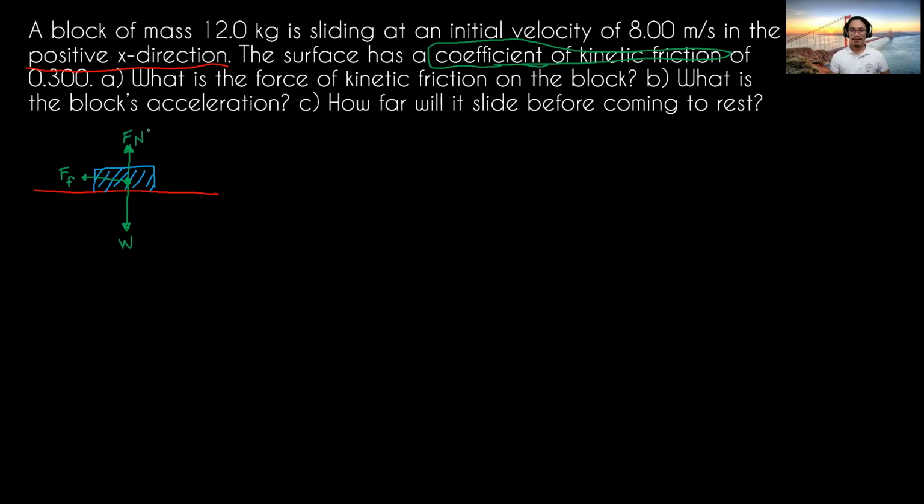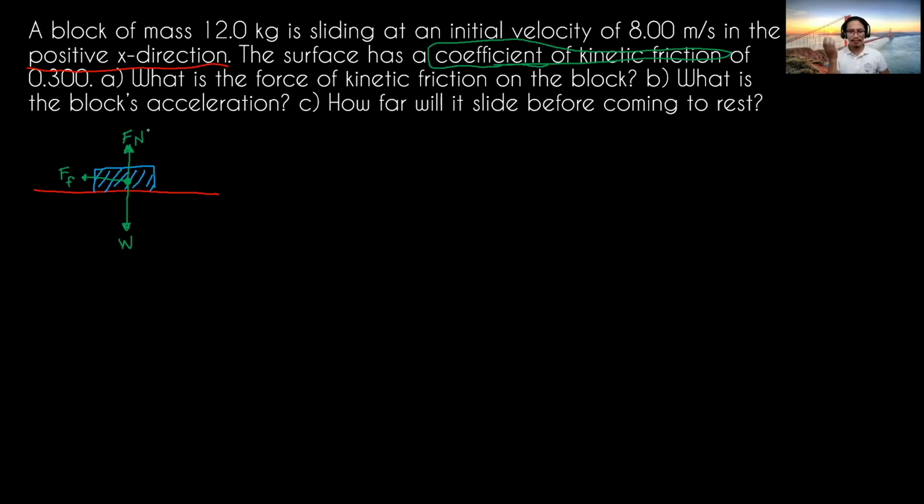The question is, do we have an applied force here? Remember, the definition of applied force is that it is an external force. So let us read the problem to see if there is an external force. A block of mass is sliding with a velocity, which is not external. The surface has a coefficient of kinetic friction. What is the force of kinetic friction? What is the block's acceleration? How far? There is no mention of an external force applied. Right? So there is no applied force in the problem, and you should not put it in our free body diagram.